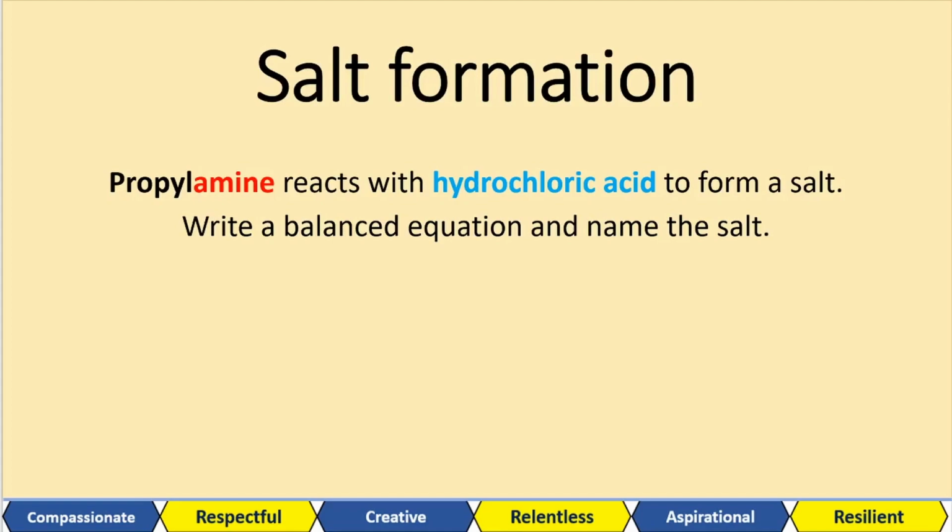So propylamine reacts with hydrochloric acid to form a salt. Write a balanced equation and name the salt. So think about the last activity we did. Propylamine reacts with hydrochloric acid to form a salt. Write a balanced equation and name the salt.